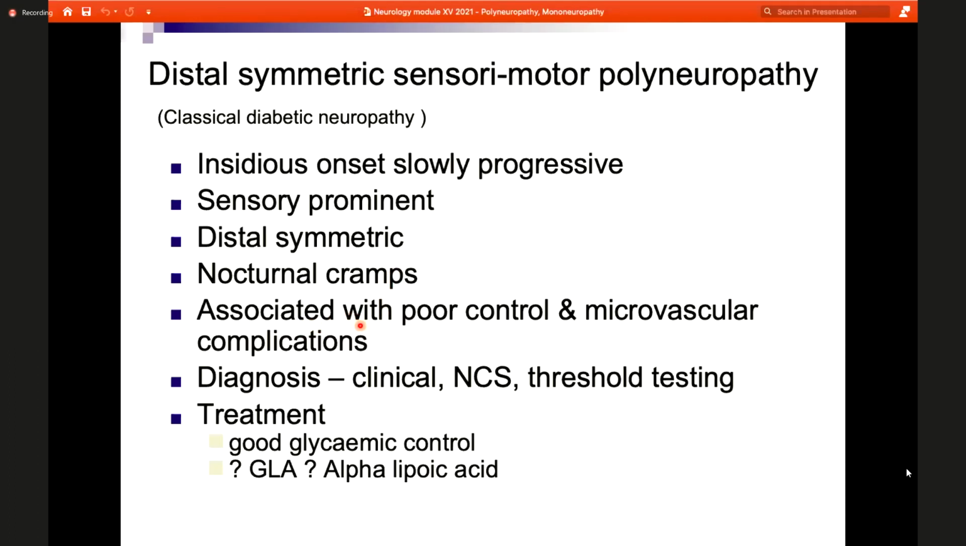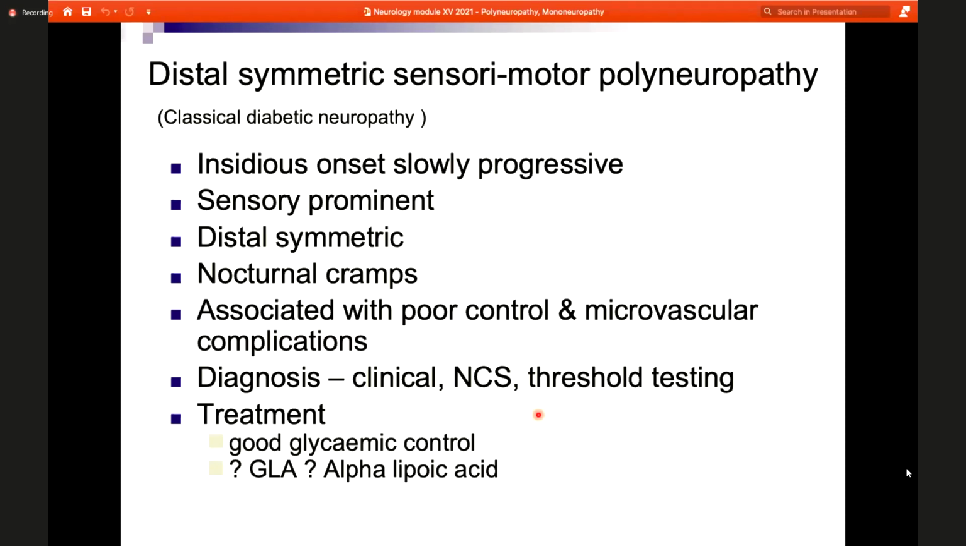It is associated with poor control of diabetes and also associated with microvascular complications. So therefore, if ever you come across a patient with diabetic neuropathy, don't forget to look at the optic fundus. Look for diabetic retinopathy and also screen for blood flow in the legs and also the renal function. So diagnosis can be done clinically. We have already diagnosed some axonal neuropathy previously, and you can use nerve conduction for confirmation.